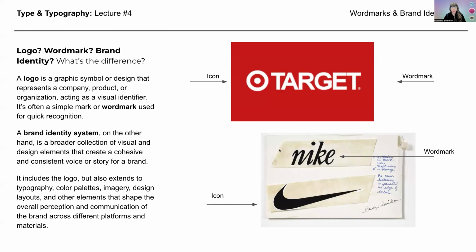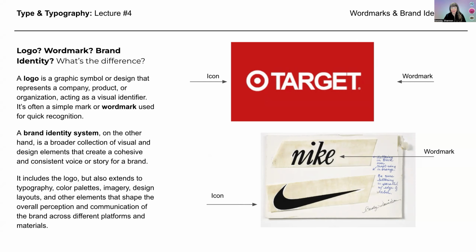So what is the difference between a logo, a word mark, and a brand identity? A logo is a graphic symbol or a piece of design that represents a company, product, or organization. It acts as a visual identifier, and it's often a mark or a word mark used for quick recognition. So in the context of a target brand system, the totality of this would be their logo, but the elements of their logo include an icon and a word mark.